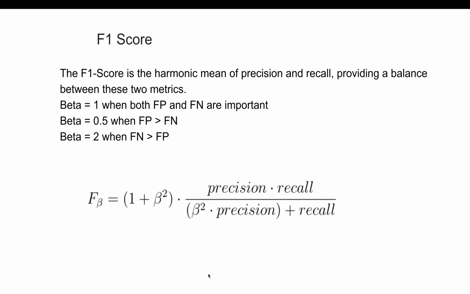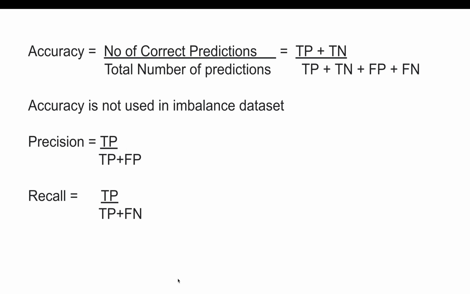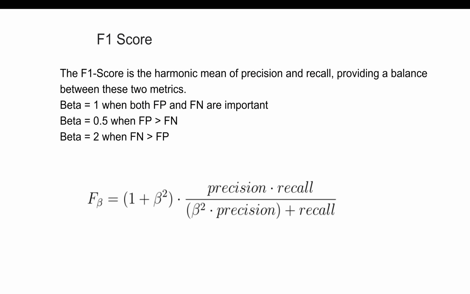If you look at this formula, this is the F1 score formula: (1 plus beta squared) into precision into recall, divided by (beta squared into precision) plus recall. So this is your F1 score. You will use it when you cannot use accuracy, especially in the case of an imbalanced data set, when both false positives as well as false negatives are important. In that case you will go for the F1 score.